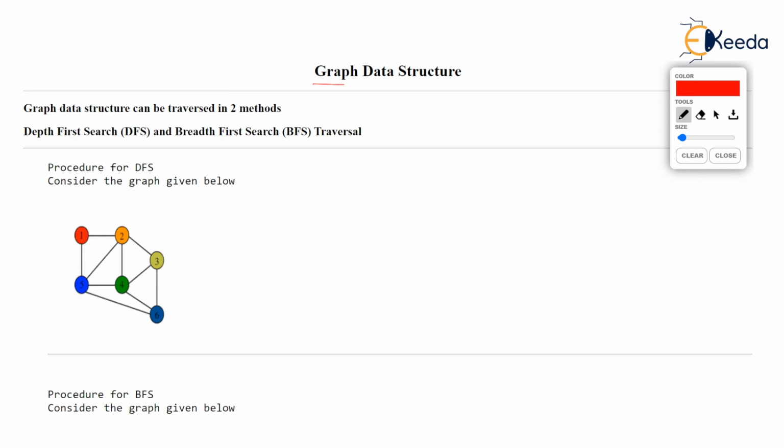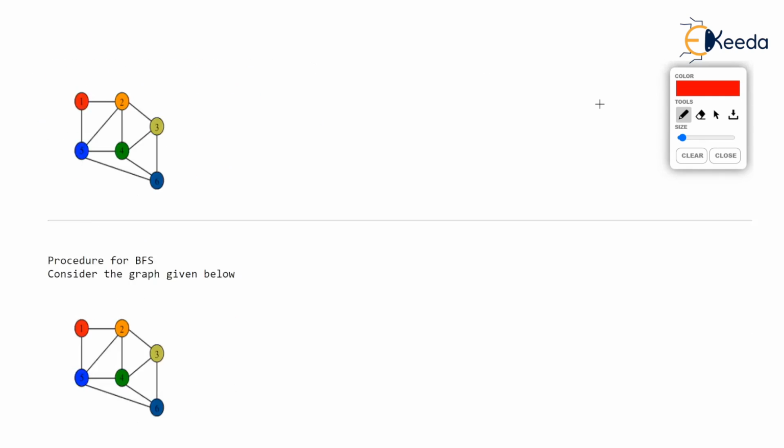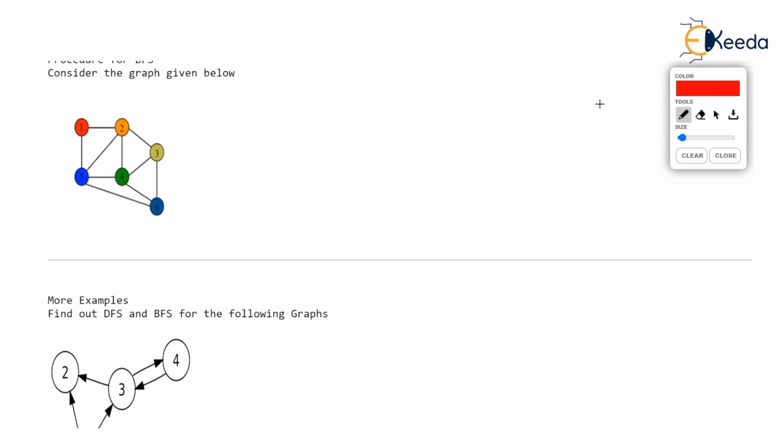In the previous video, we saw a traversal method called depth first search traversal, or DFS. Now in this video, we will see the procedure for the second traversal technique of a graph, which is called breadth first search traversal, BFS. So let's see what the BFS procedure is on this given graph.